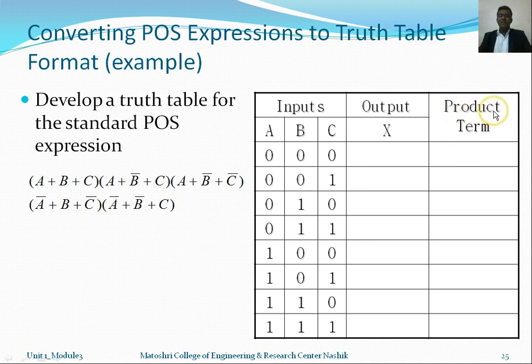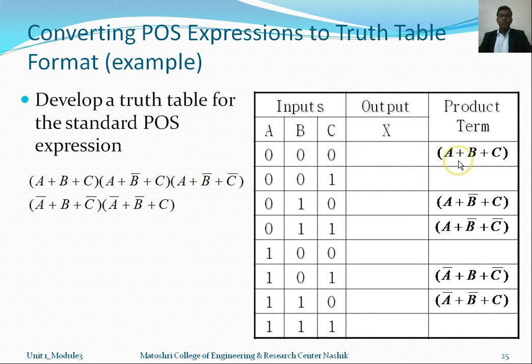So the first sum term is represented here. Here I was saying product terms, but it's not a product term, it's a sum term. We call it a sum term. Similarly, for the last sum term, A complement is 1, B complement is 1, and C is without complement, so it gives 0. So 1, 1, 0. So the last sum term is represented here.